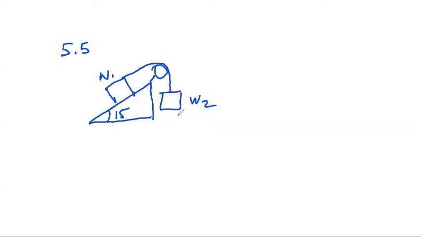How must the weights W1 and W2 be related in order for the system to move with constant speed? Ignore friction in the pulley and the wheels, and ignore the weight of the cable. Now I have to have equal tensions here. So let me solve for that. The sum of the forces on weight 2 is the tension going up minus W2 equals 0.